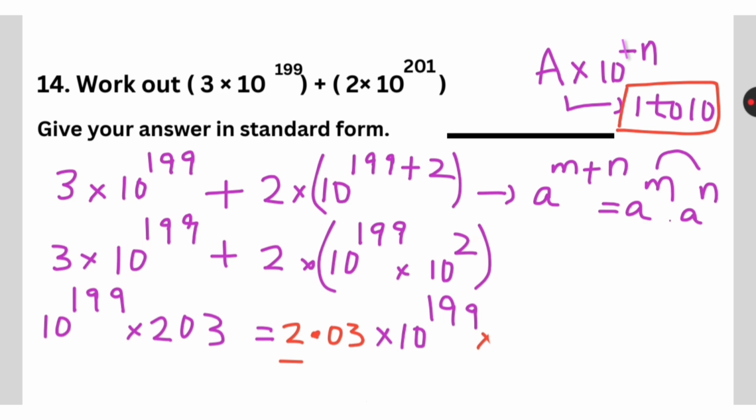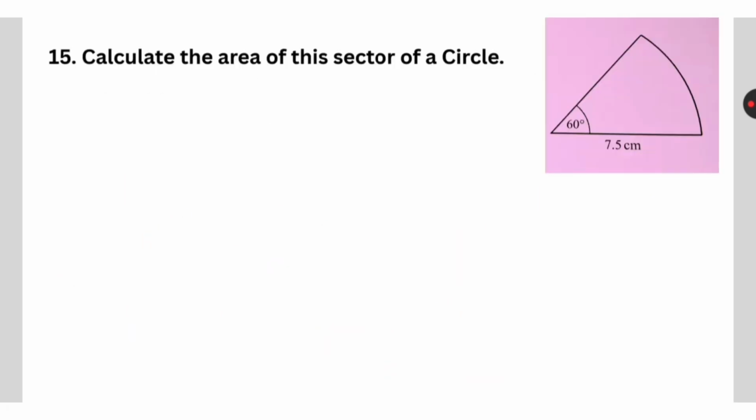So it satisfies this condition, and you have to write the remaining part. 100 is nothing but 10 raised to the power of 2. So the bases are the same, we can add the exponents. So we can write this as 199 plus 2, which gives 201. So finally the answer is 2.03 times 10 raised to the power 201. So we converted it into standard form. Let's go to the next question.